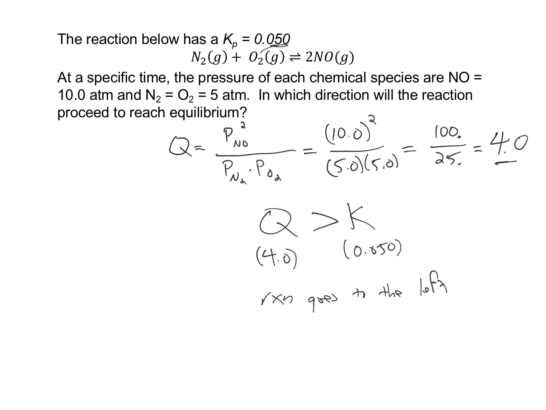Or I could use Pac-Man. Pac-Man's going to the left. That tells me, again, the reaction needs to go to the left to get to equilibrium. I need to convert the products into reactants to get to equilibrium.